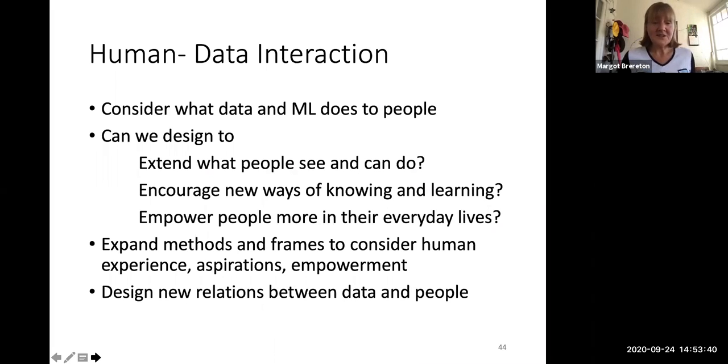I think in human data interaction, we need to consider what data and machine learning does to people, the immediate human experience. We should be designing to extend what people can see and do, encourage new ways of knowing and learning with data, and empower people more in their everyday lives, and try to expand our methods and our frames to consider human experience, aspirations, and empowerment, so that we design new relations between data and people.